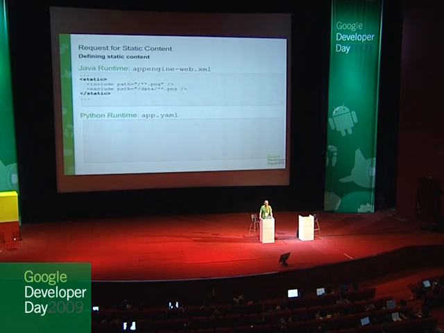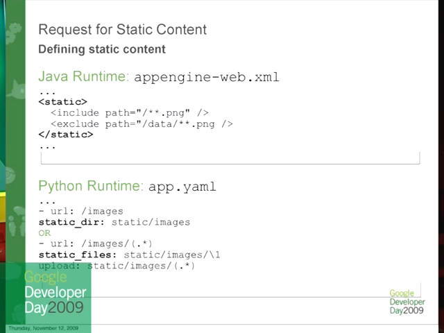Now you might wonder, so how do you set that up in your application? Well, for Java, you simply specify the static files in your AppEngine web XML. If you're using Python, you can do that in your app.yaml. Now, once the request has been made, the static content needs to be served back to the user.